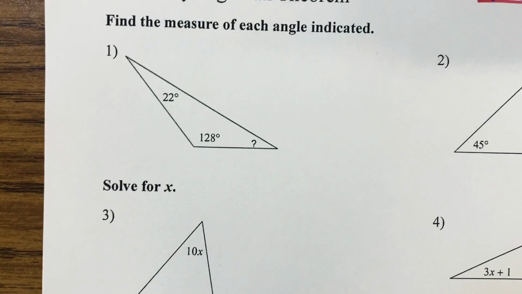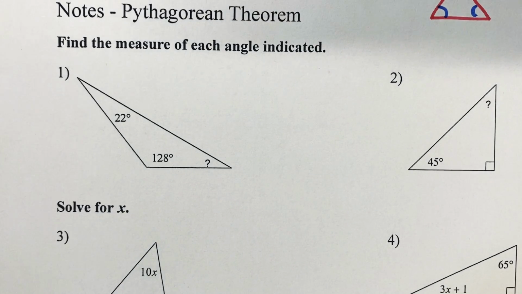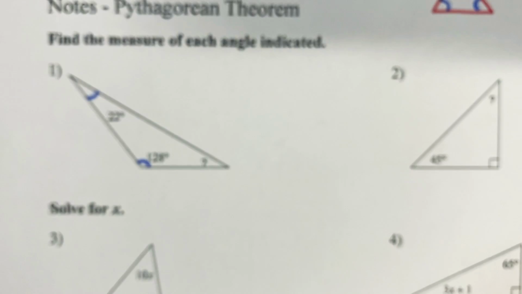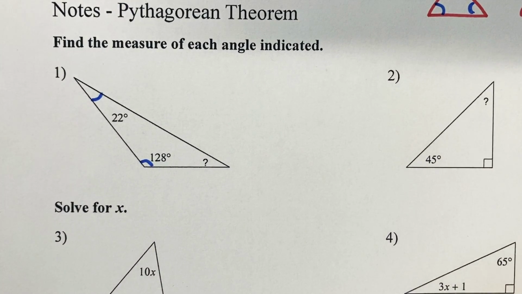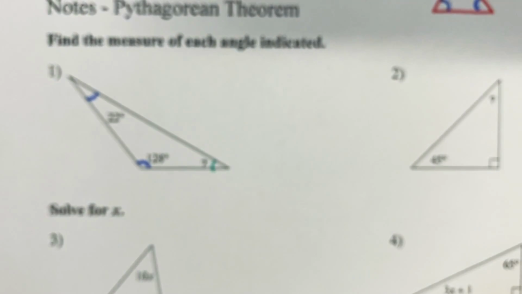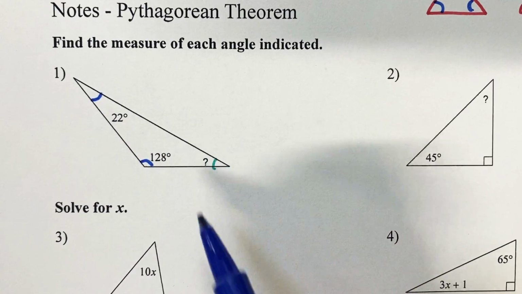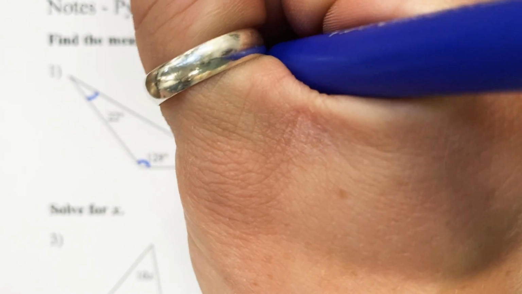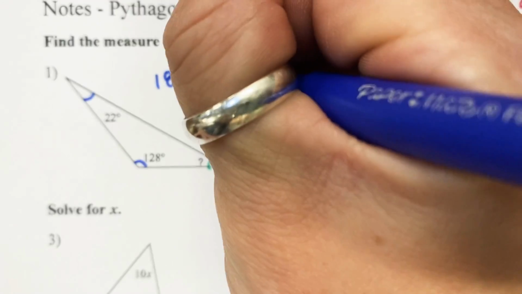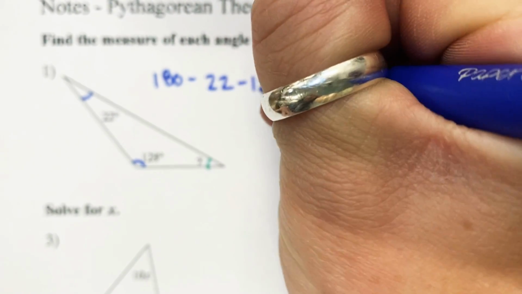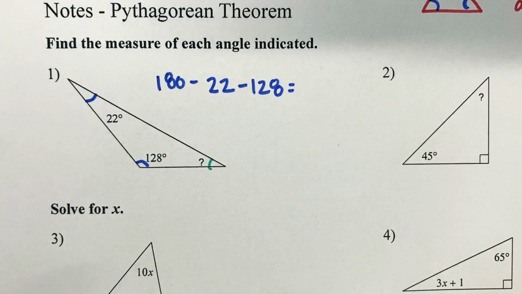Knowing that, we can look at numbers 1 and 2, and we can identify the two angles that it gives us. For number 1, it gives us 22 and 128. We need to find that third missing angle. In order to do that, we need to take our total number of degrees, which is 180, and subtract the two angles that it gives us. So 180 minus 22 minus 128.